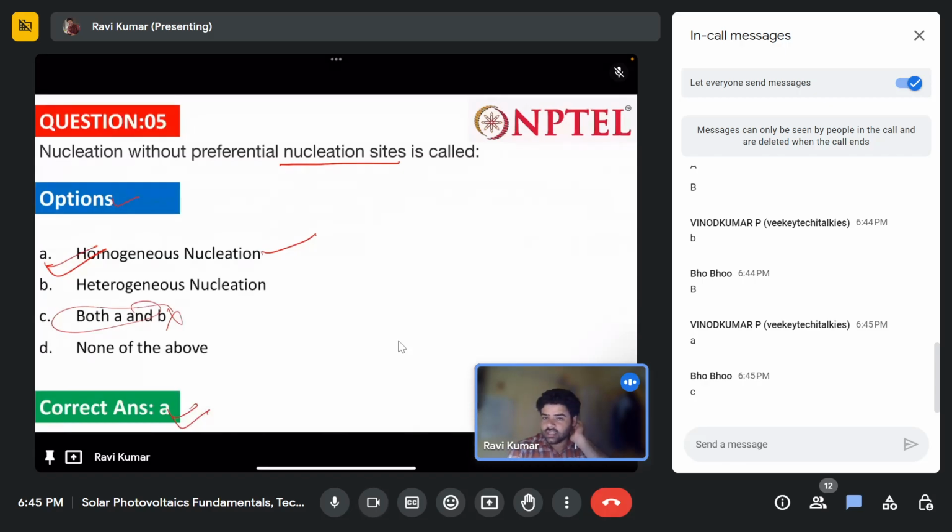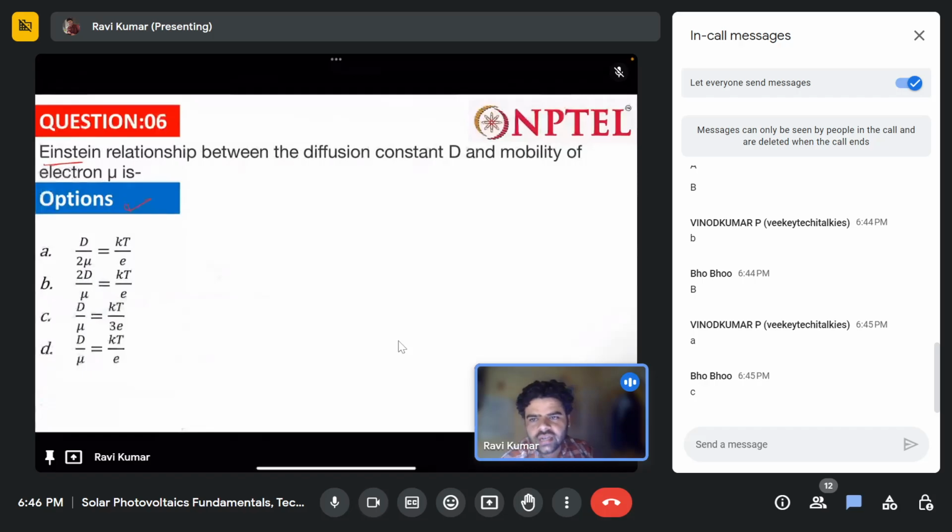So this is the question about the relationship between diffusion constant D, mobility of electron, and these are the options. It says Einstein relationship between the diffusion constant D and mobility of electron mu is... C. No, Vinod said A. D. Someone said D. Yes, D is the correct answer here. It is just a relationship.